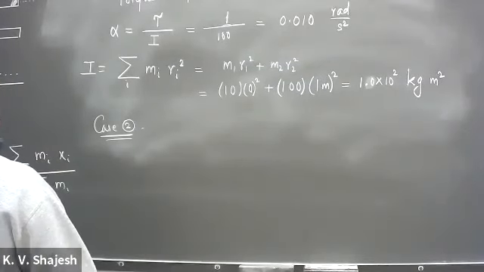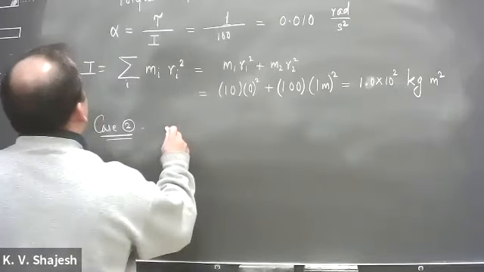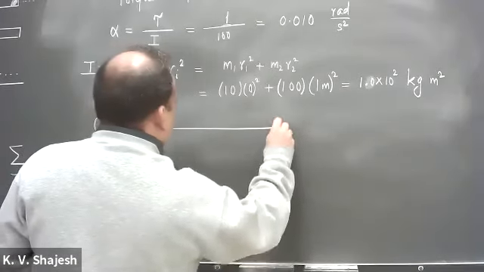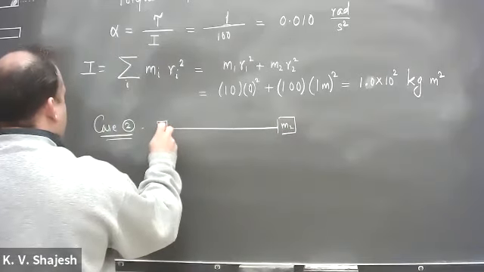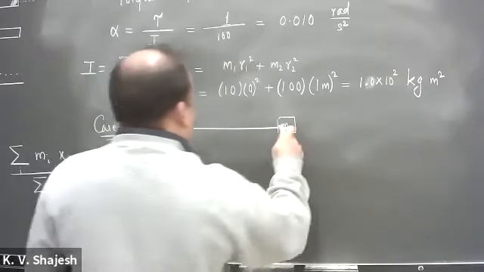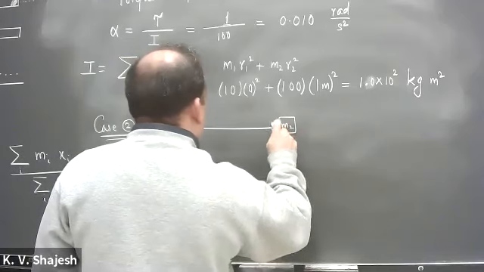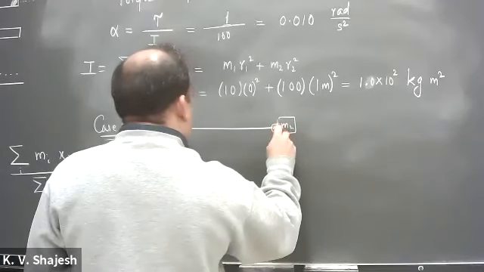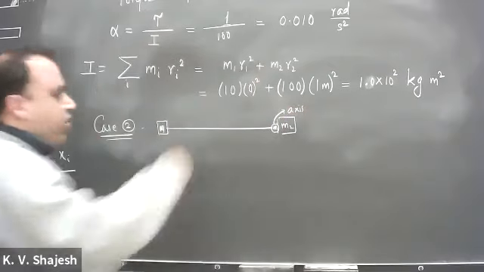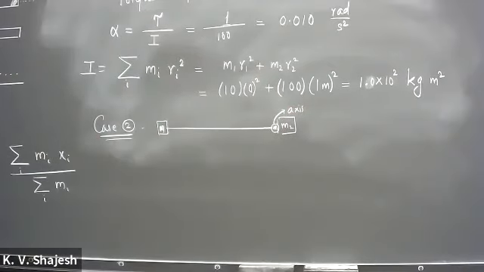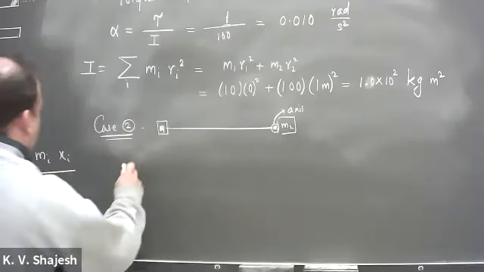We do this again, and this time I again draw this. So this is your M2, that's your M1, and this time the axis is down there. That's your axis. And you want to rotate it about that axis. Again, you calculate I.